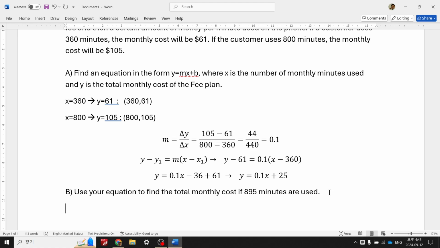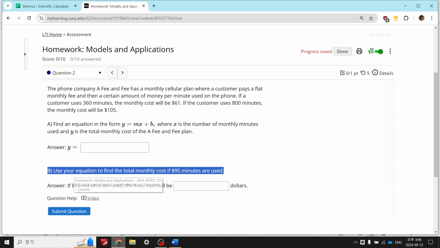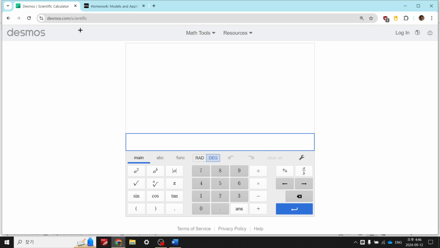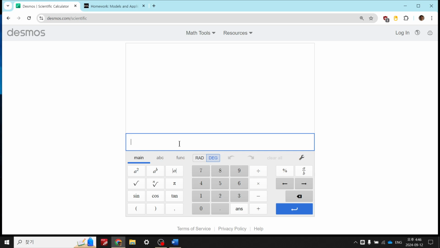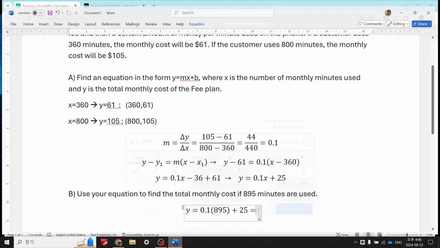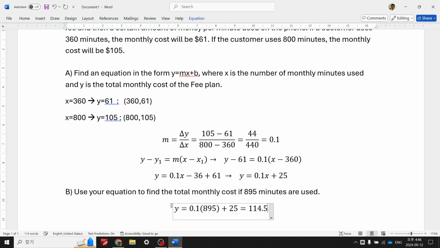So how do you do this one? Yeah, you just plug in 895 into x, and then, okay, this is getting a bit harder. So let me use the calculator. I like to use the Desmos scientific calculator, but use your scientific calculator, okay? So what I need to do is 0.1 times 895 plus 25. And that gives you 114.5. So that's going to be 114.5.